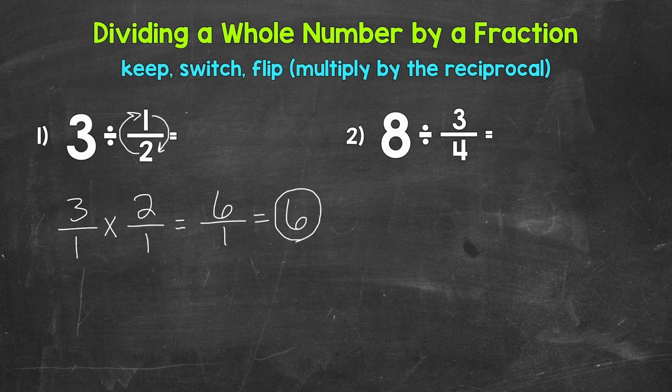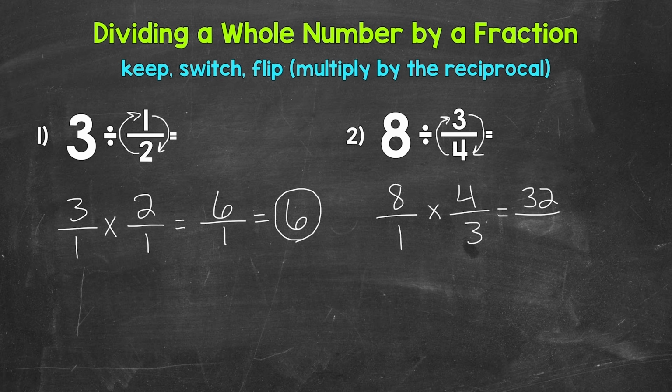So keep, switch, flip. So let's keep 8. And we're going to write it in fractional form. That way we have a numerator and a denominator. So keep, switch, and now we need to flip 3/4. So 3 is now the denominator, and 4 is now the numerator. And now we can multiply straight across. Let's start with the numerators. 8 times 4 gives us 32. Now for the denominators, 1 times 3 gives us 3. So we end up with 32/3.